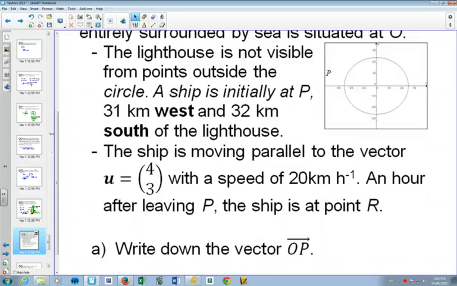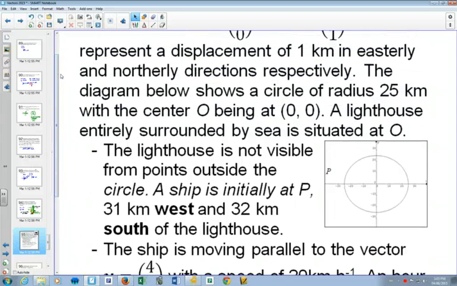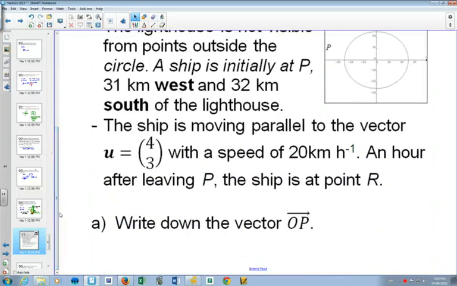All right, so here we got our initial question. We got our lighthouse at O. Our initial point P, which is obviously not to scale on here because it is 31 kilometers west and 32 kilometers south. It's moving parallel to the vector (4, 3) at 20 kilometers per hour. An hour later, the ship is at point R.